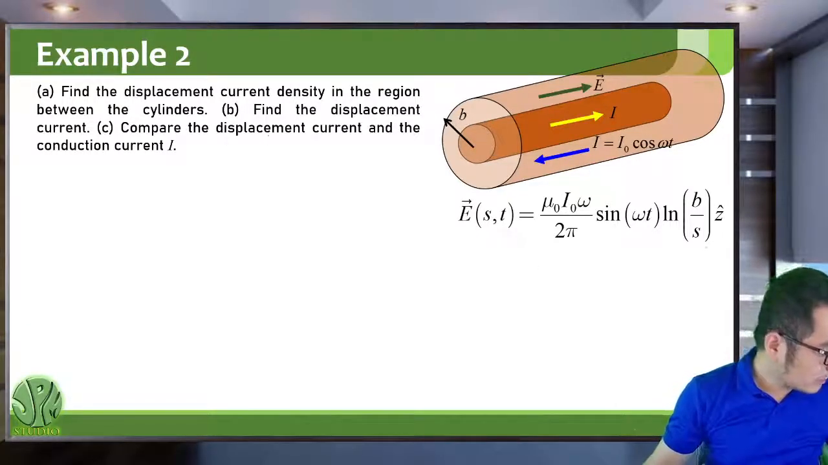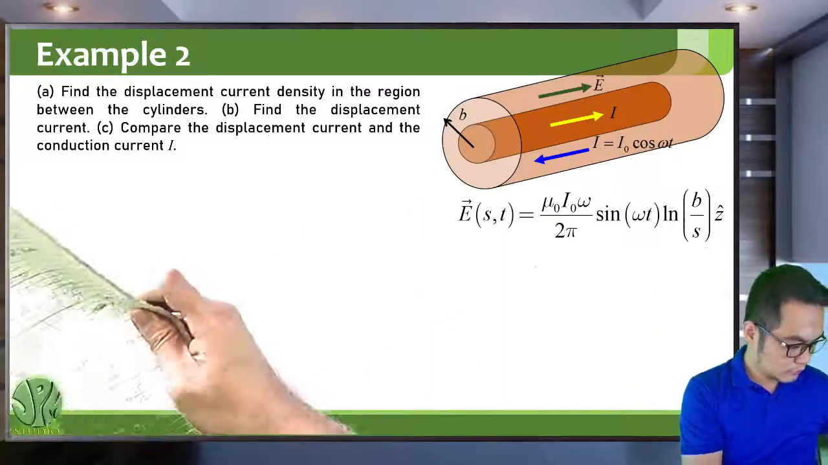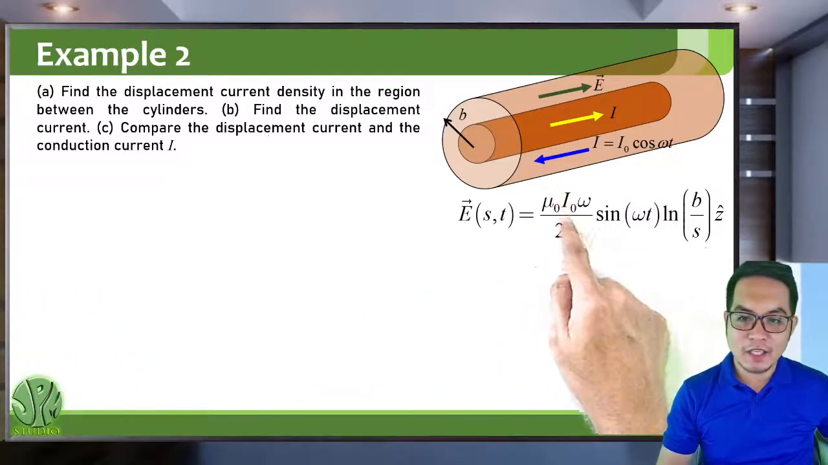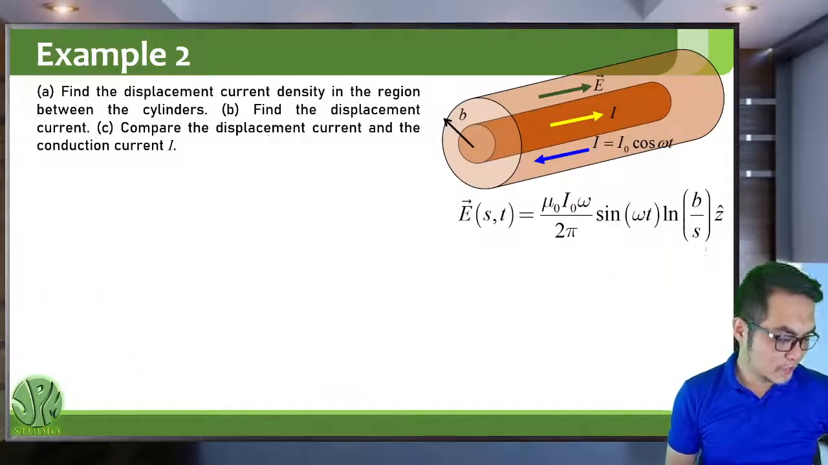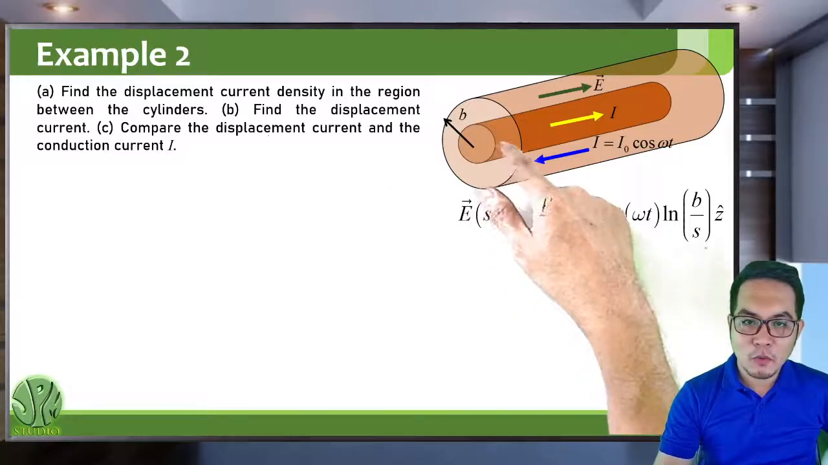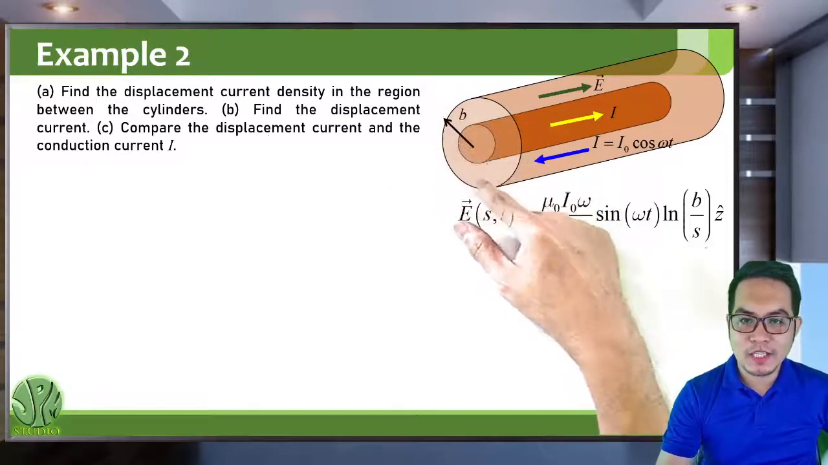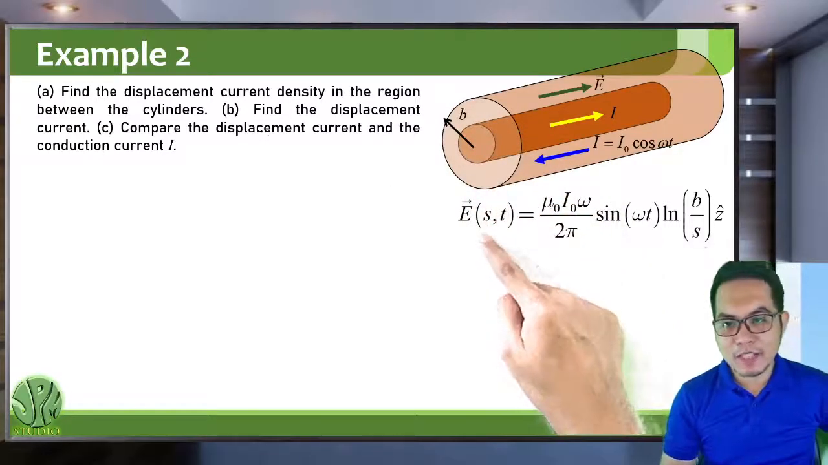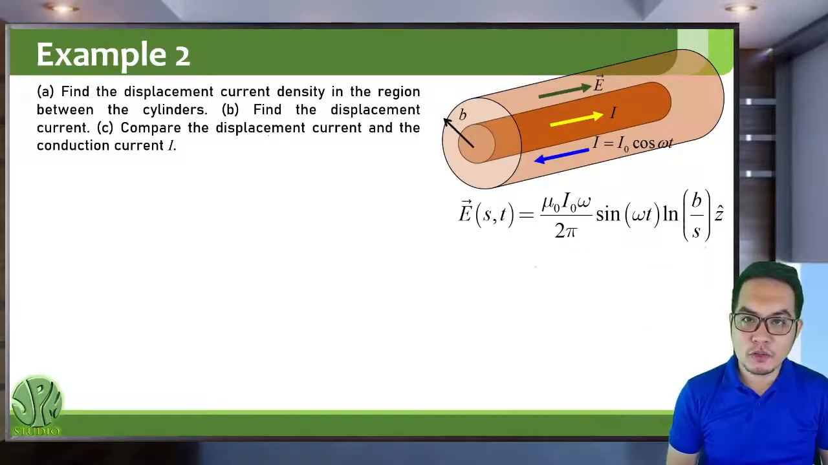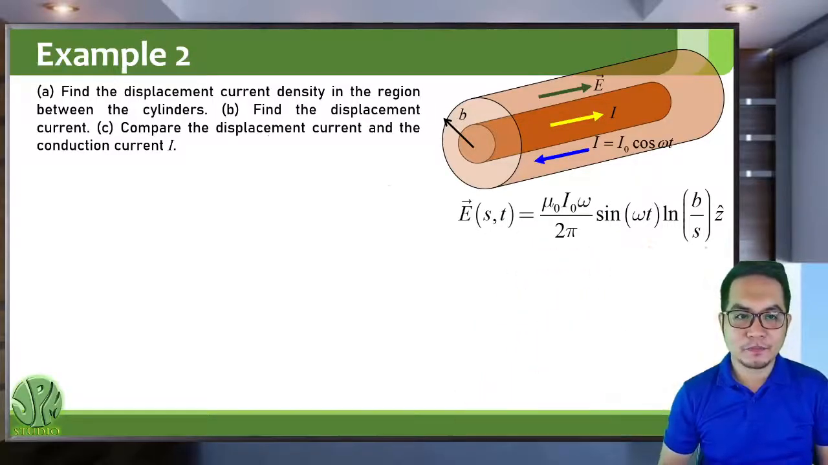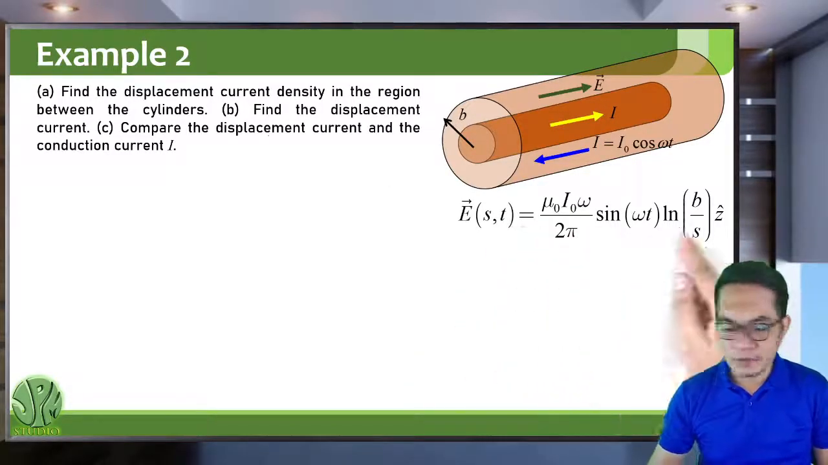This is actually another problem in the book. This is problem 7.16 in the book by Griffiths, Introduction to Electrodynamics, problem 7.16. And you are asked to find the electric field in this region, between the two cylinders, the cylinder and the cylindrical shell. And the electric field is actually this one. It's time dependent, so it's position and time dependent. It depends on s and it depends on t. So we will use this result.